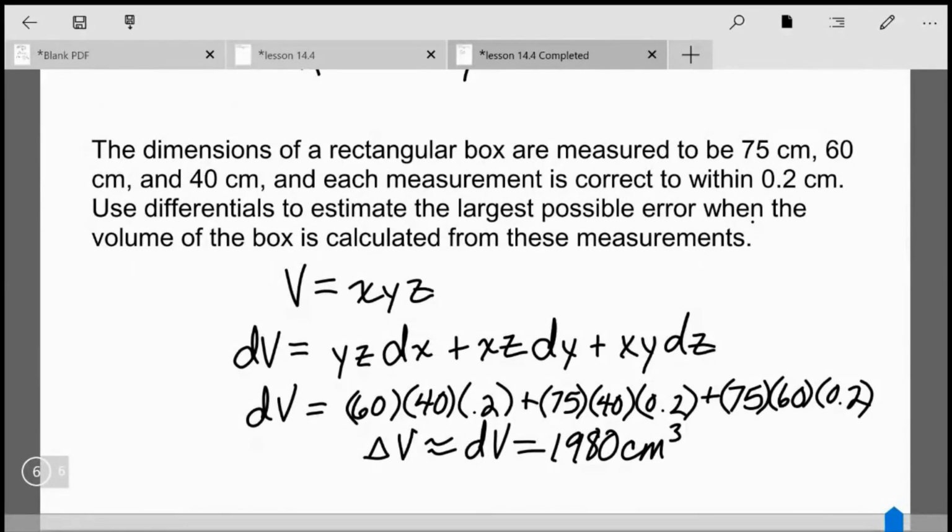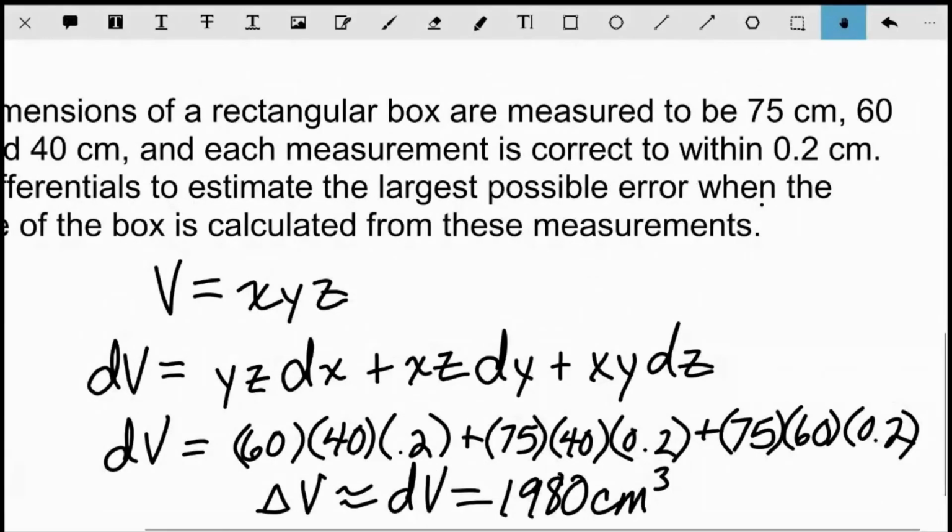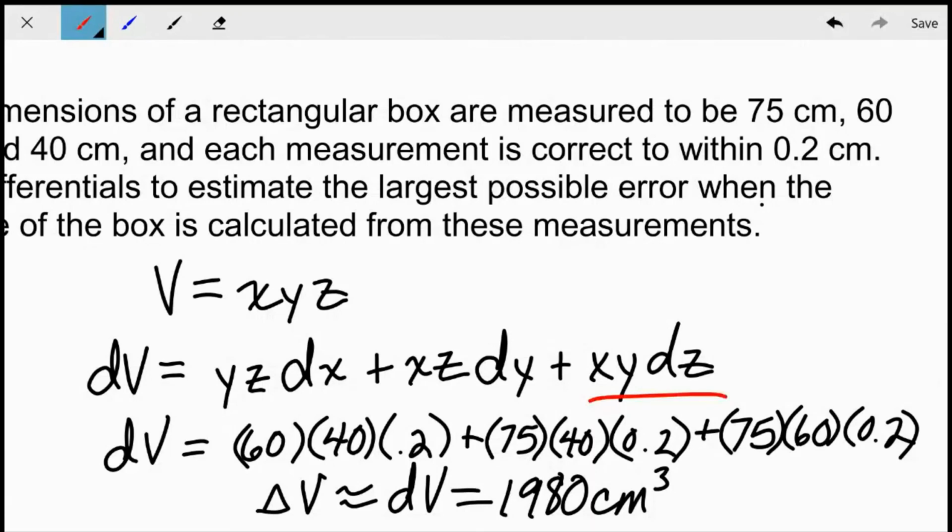Okay, here's what you should have ended up with on that one. I use just X, Y, and Z. Doesn't really matter what you use for the variables, but I have my volume as XYZ. And so now I did my approximation. Now we have more variables this time. Same process still applies. So I did the X partial times the change in X, the Y partial times the change in Y, and the Z partial times the change in Z. So I have that third term that we hadn't really seen before, but I can expand this out to as many variables as I want. And then from there, we're just plugging in the values. So we find dV, and remember, dV is our approximation for delta V. So delta V in this case is approximately 1,980 cubic centimeters.